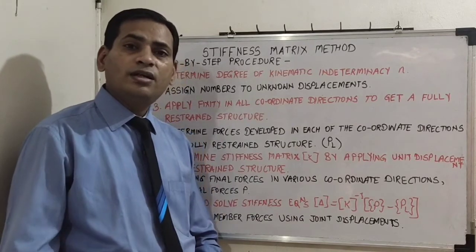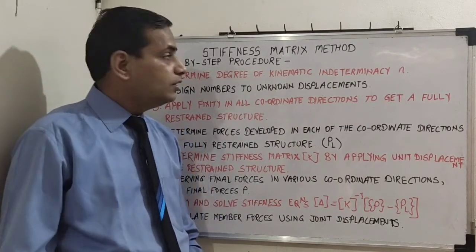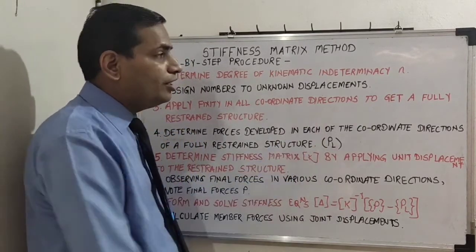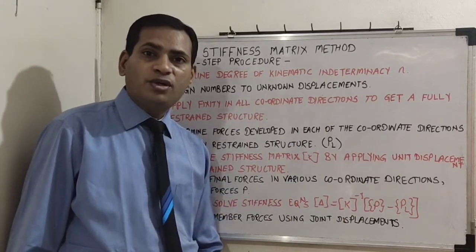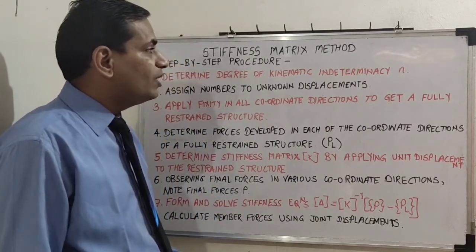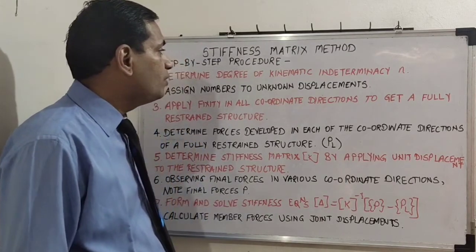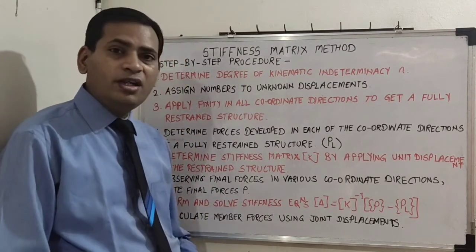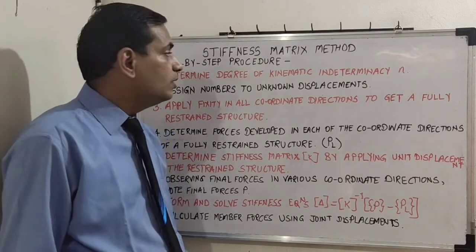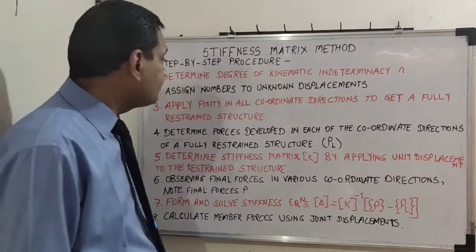Then the second step is to assign numbers to the unknown displacements. Giving an appropriate number to the kinematic indeterminacies is important. So theta 1, theta 2, theta 3 and so on, or 1, 2, 3, will be the numbers given to the respective displacement quantities.